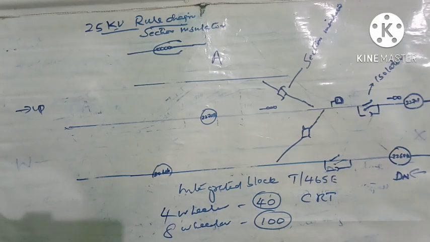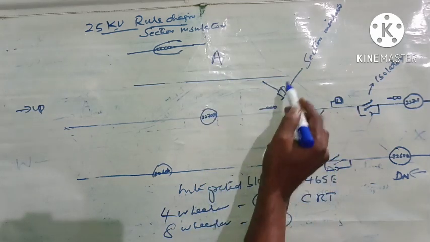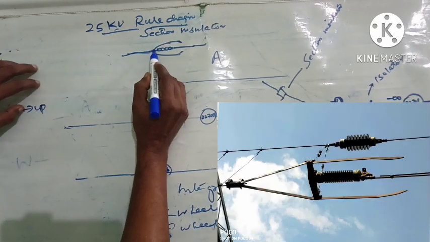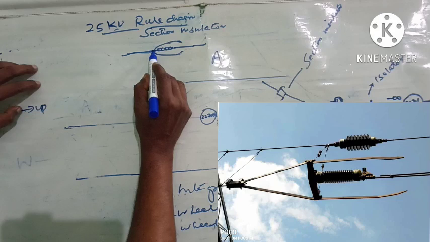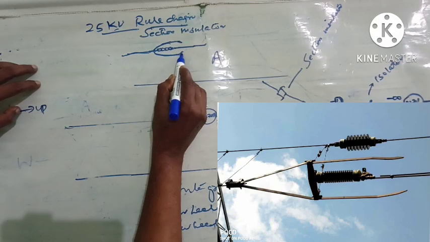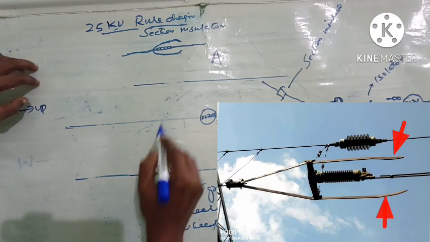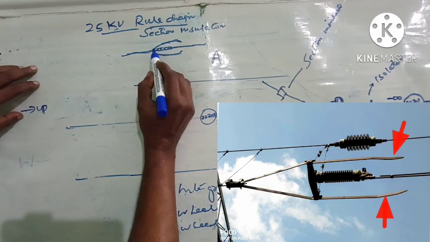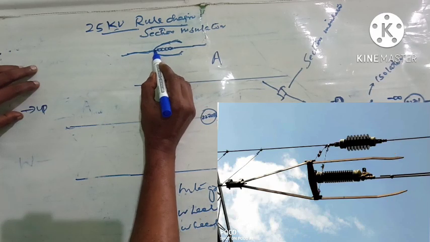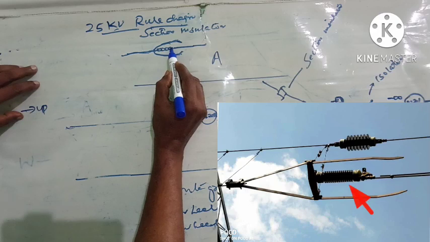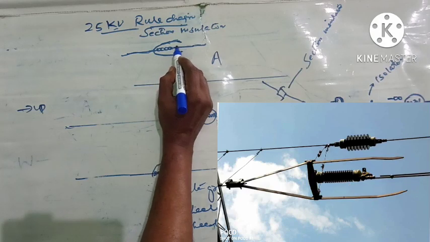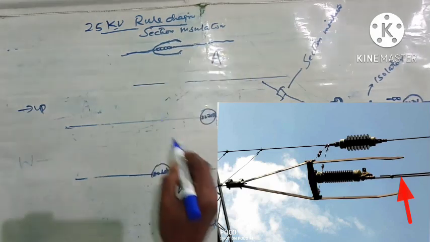Now let us have a close look at section insulators. In this rule diagram, we can see these section insulators. A section insulator will be normally like this. Here there will be two runners going on either side, and these runners are metallic. They conduct electricity. From the base of this runner, the insulator is provided, normally ceramic insulators. From the end of this ceramic insulator, the line again continues.